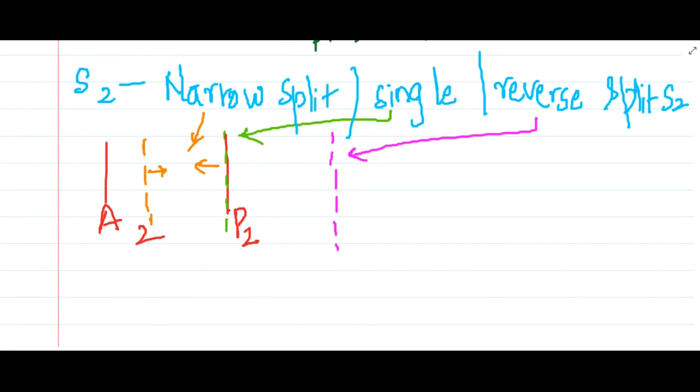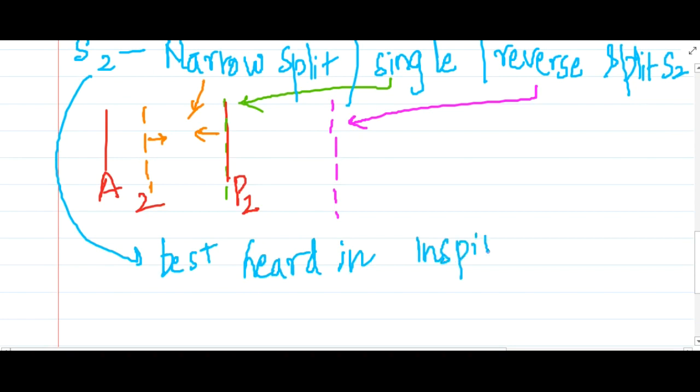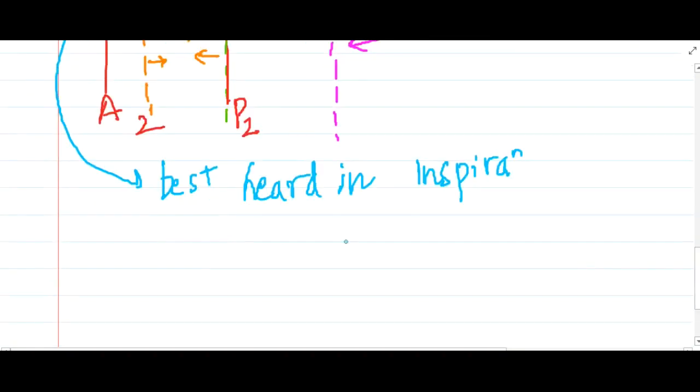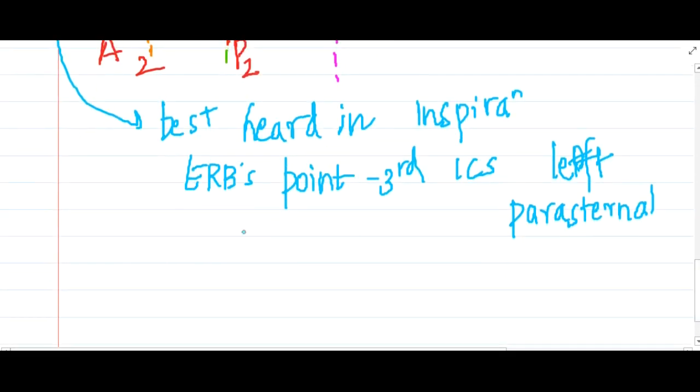Okay, so this S2, which is either narrow or single or reverse split, is best heard in inspiration. And if you see where it is heard best, it is best heard in Erb's point. What is this Erb's point? Erb's point is the third intercostal space, in the left parasternal line. Third intercostal space, left parasternal line, we have this Erb's point, it is heard there.